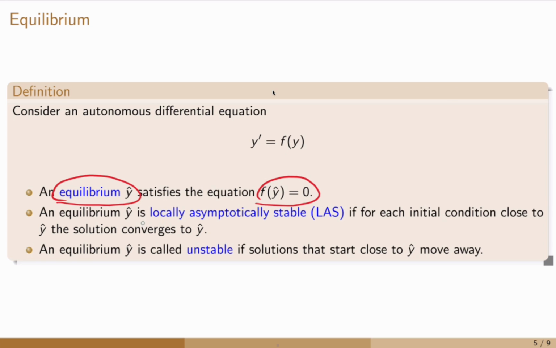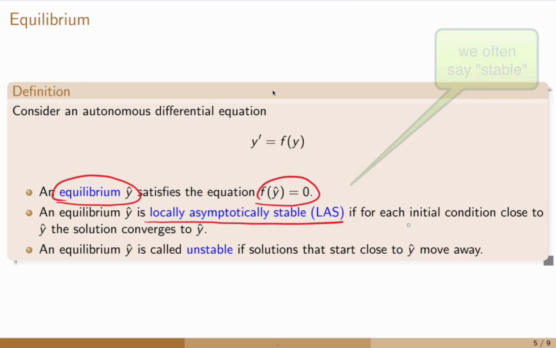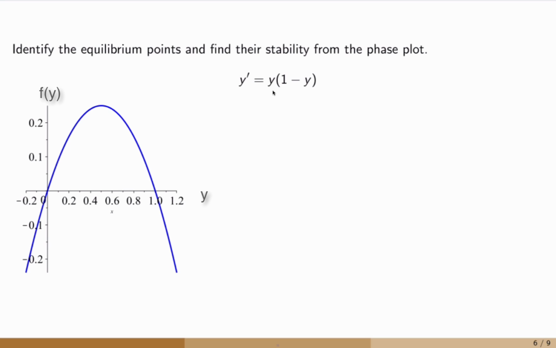So it's locally asymptotically stable, or in short LAS, if for each initial condition close to the point, the solution converges to this point. And we call it unstable if solutions that start close to y hat move away. So identify the equilibrium points and find their stability from the phase plot.